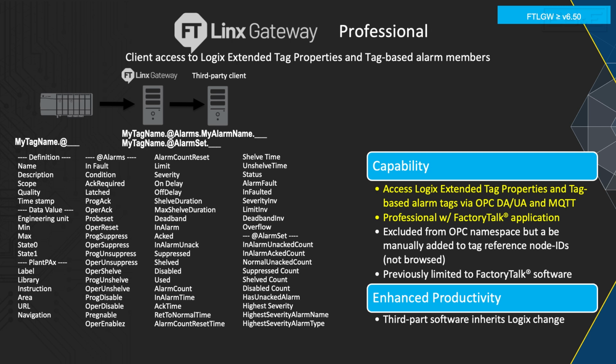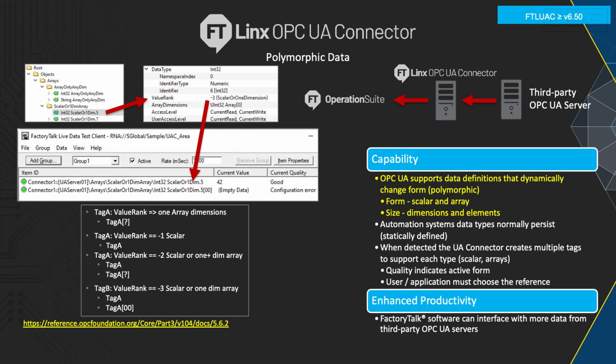And in the past, these extended tags were limited to only Rockwell software, period. So Gateway sitting on top of your systems, FactoryTalk Link Gateway Professional, will expose that tag structure and the extended tag properties. And a lot of that has to do with your FactoryTalk alarms and events that you define inside your controllers.